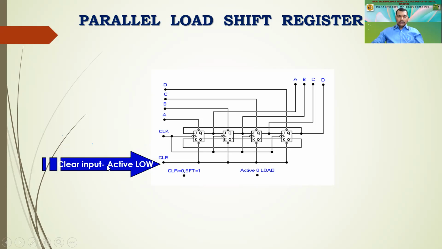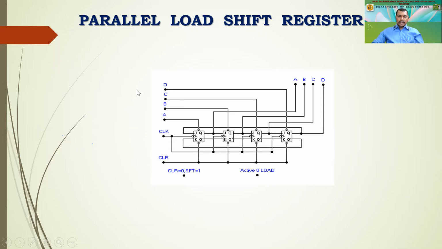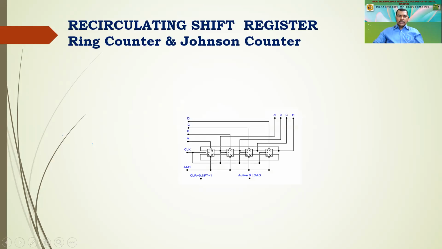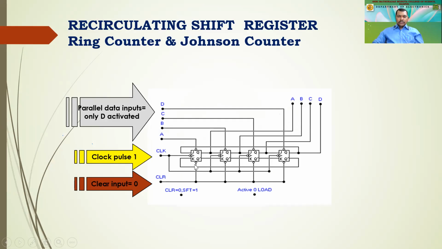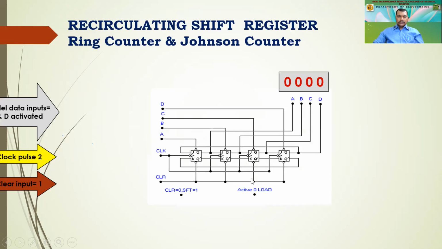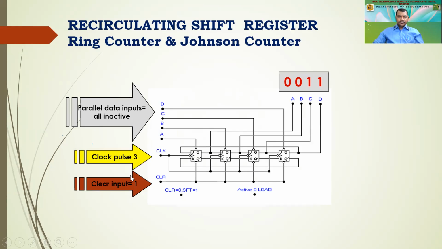Let us start. So clear input, active low. As soon as we give clear input low, the output of all the flip flops will become zero. Right, so this was the circuit diagram for the parallel load. Then let us start the ring counter and the Johnson counter. So see, the same circuit is being used. As soon as the first data is there, see, this is the first data that we are having. So as soon as we have given a clear over here, there is data in that.